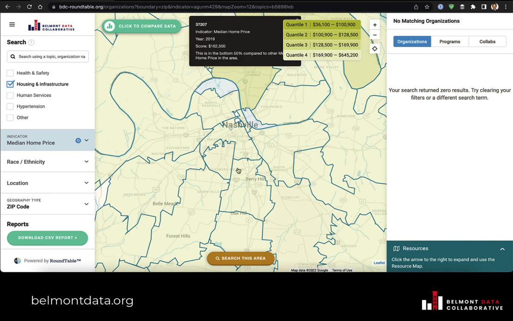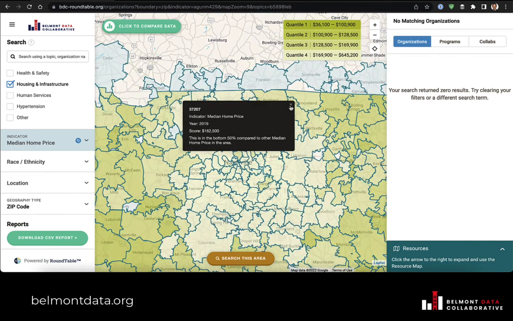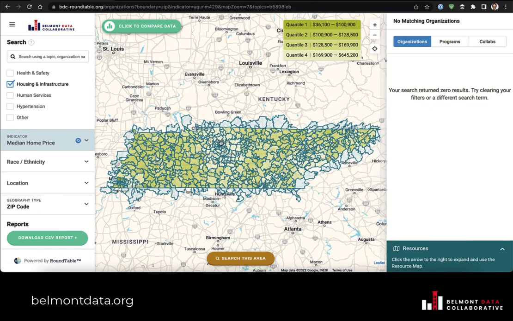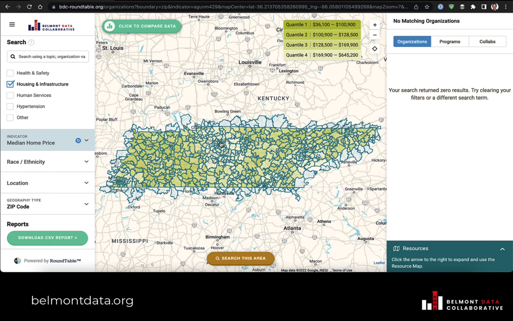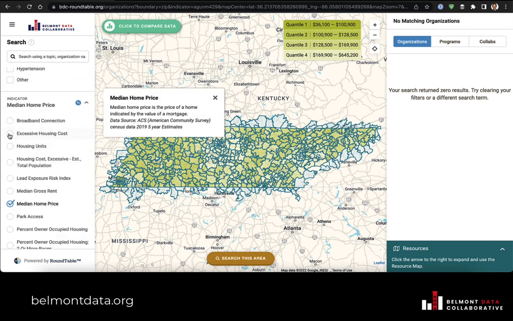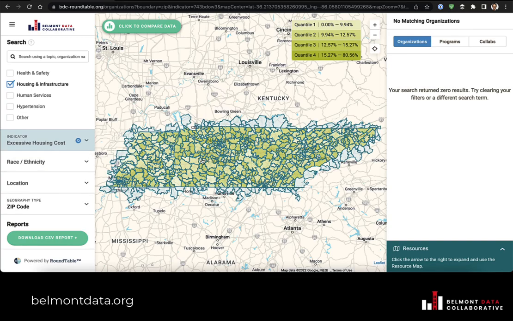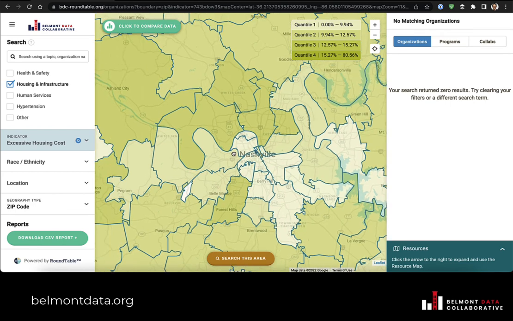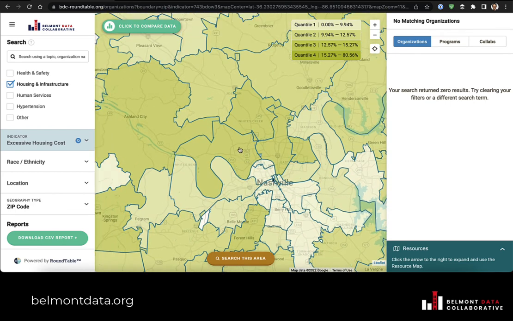With this, you can see that not only do we have it for Nashville, but it is for the entire state of Tennessee. We'd love for you to play around, see how to get started, and look at other different factors. You can look at excessive housing costs, which is the affordable housing. You'll see that the percentage of people where housing is not affordable is the darker area, and the lighter area is where people can afford the home that they're in.